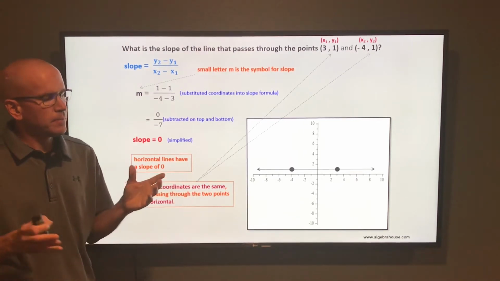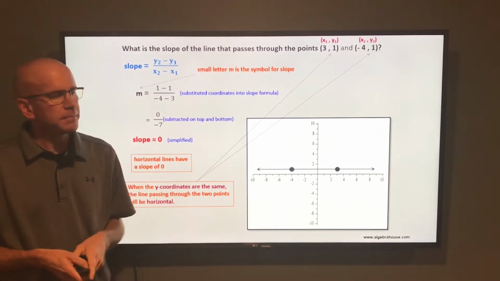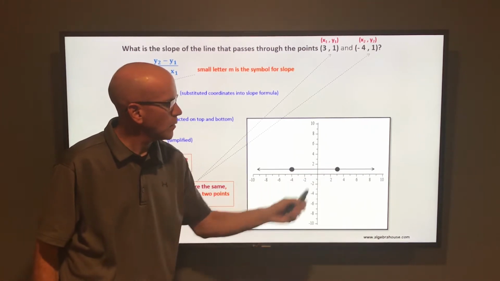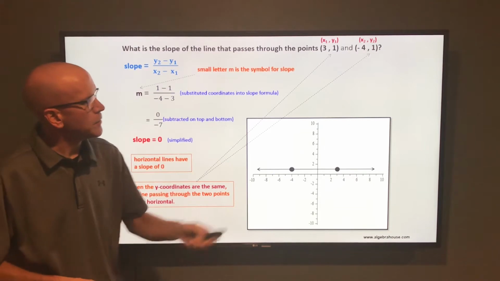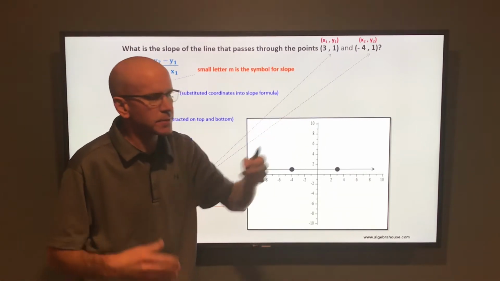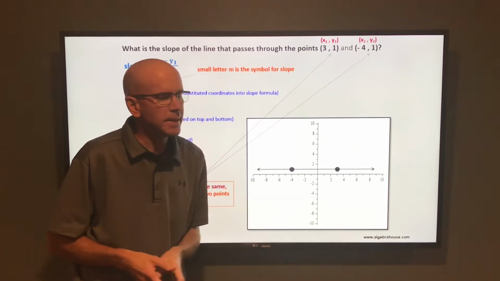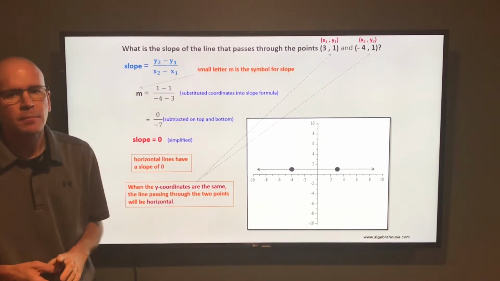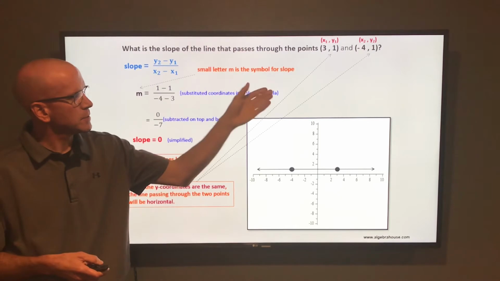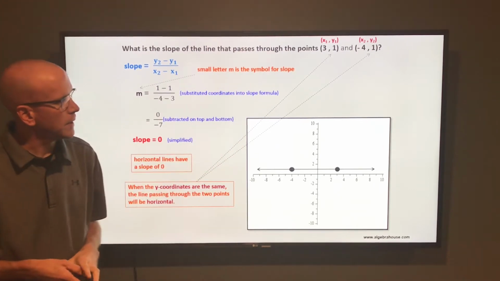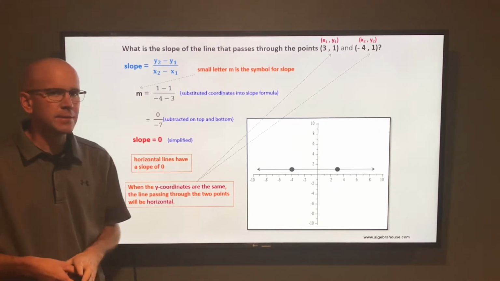And you could have known that from the very beginning. Horizontal lines are going to have the same y-coordinate on those 2 points. So if you're finding the slope of the line that goes through 2 points that have the same y-coordinate, it's going to be a horizontal line. So if the y-coordinates are the same and the x-coordinates are different, it will be a horizontal line. And the slope of a horizontal line is always 0.